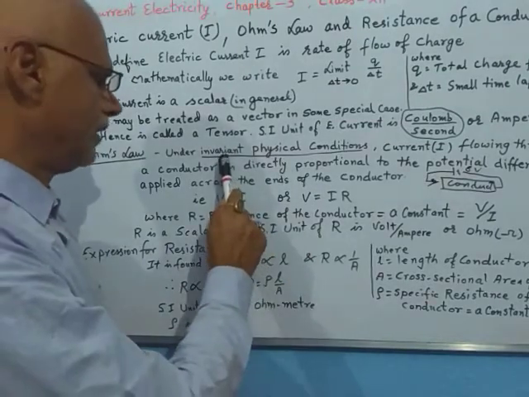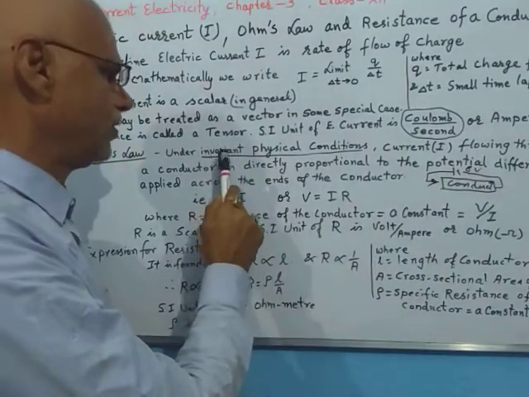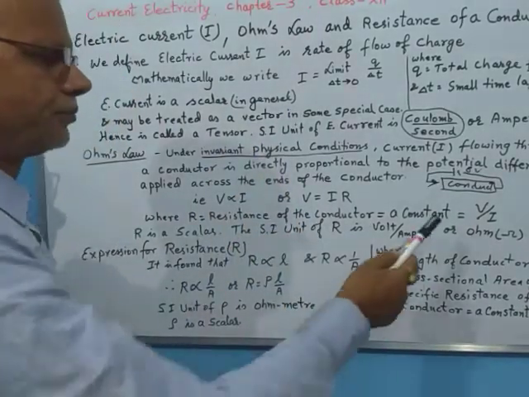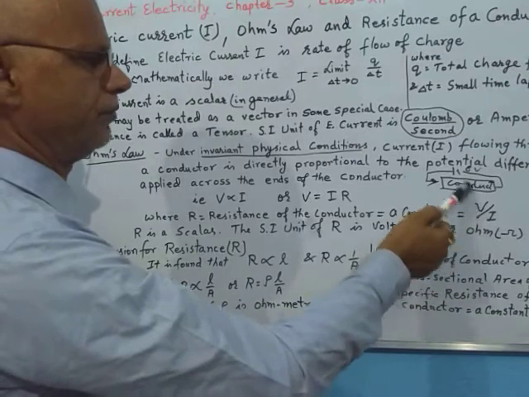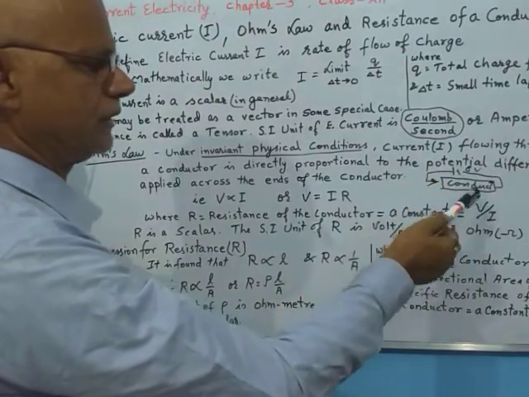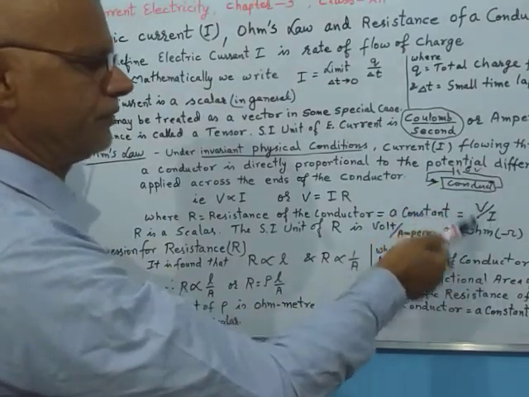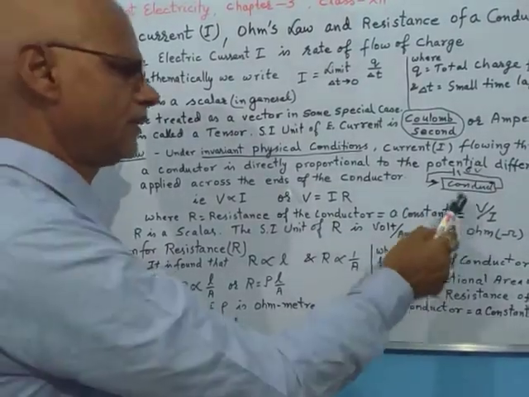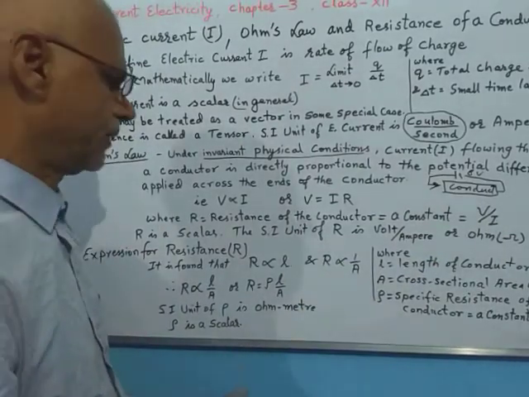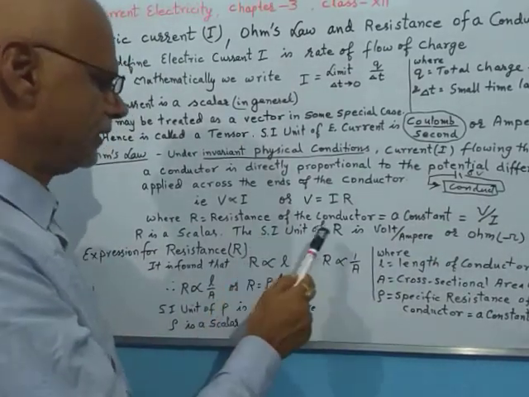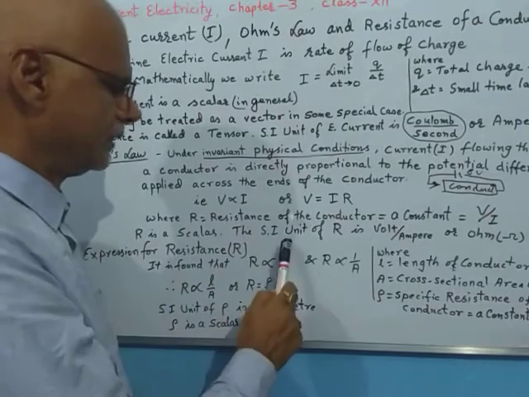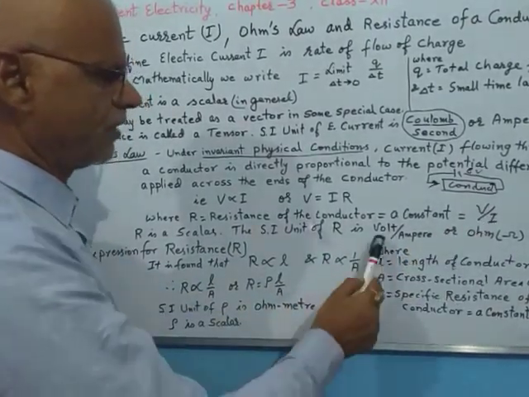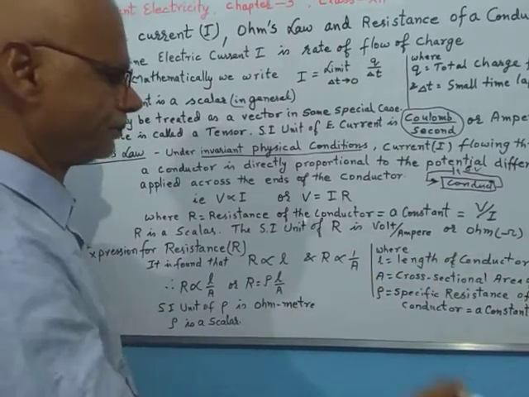Invariant means not changing the physical condition. Without changing the physical condition, if we increase the potential, current also increases by the same ratio, and if we decrease the potential difference, the current also decreases by the same ratio, so that the ratio V upon I always remains a constant. Resistance is a scalar quantity, and the SI unit of resistance is volt upon ampere, and we also call it ohm.